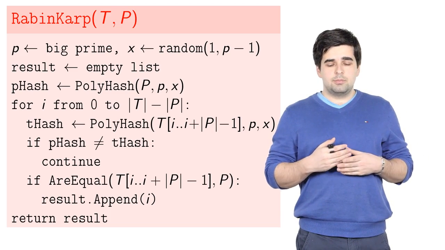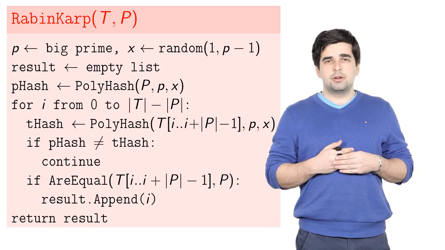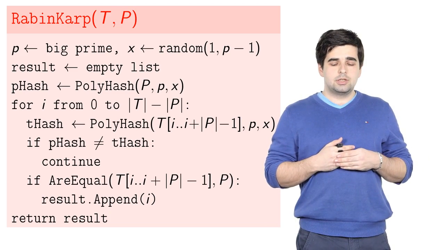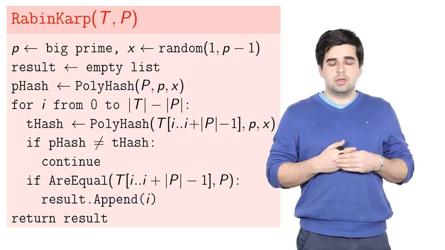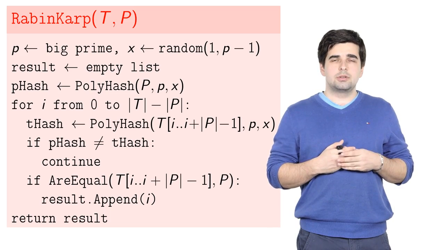So this is more or less the same as the naive algorithm, but we have an additional check of the hash value, and so we're not always calling AreEqual.